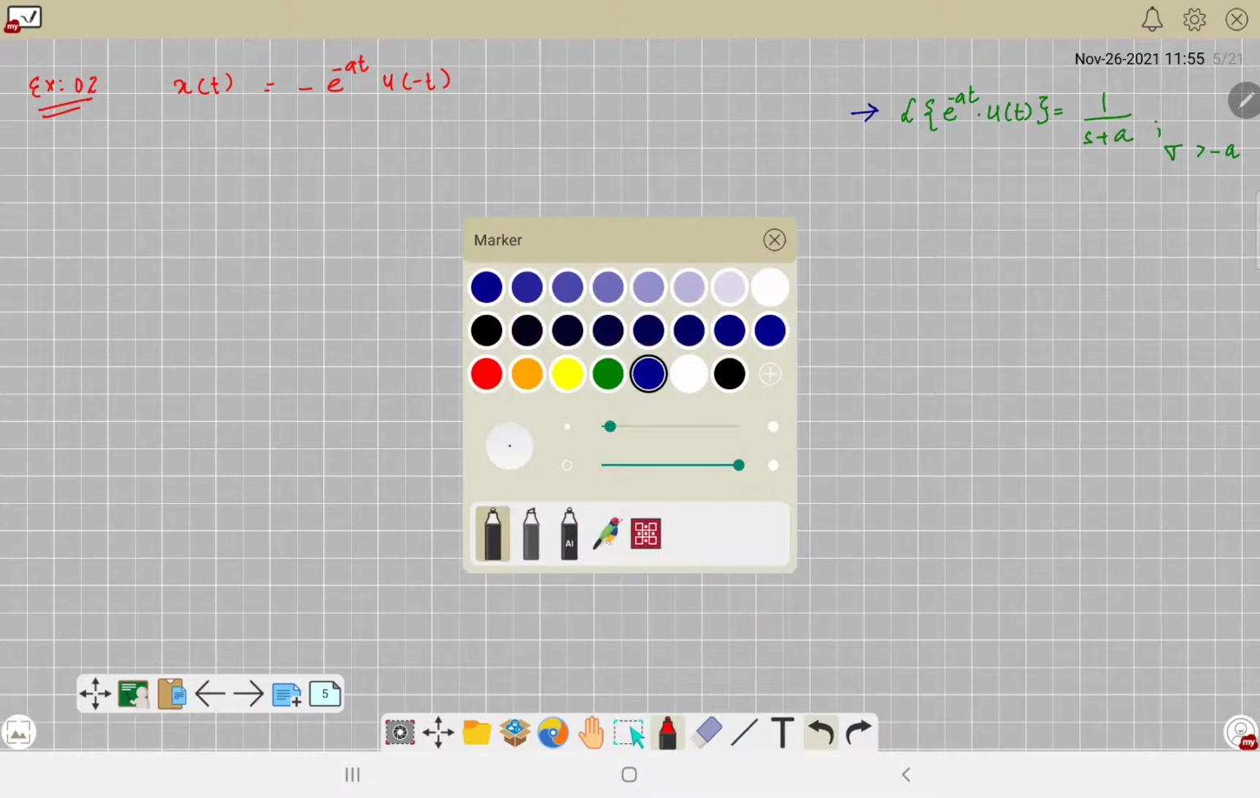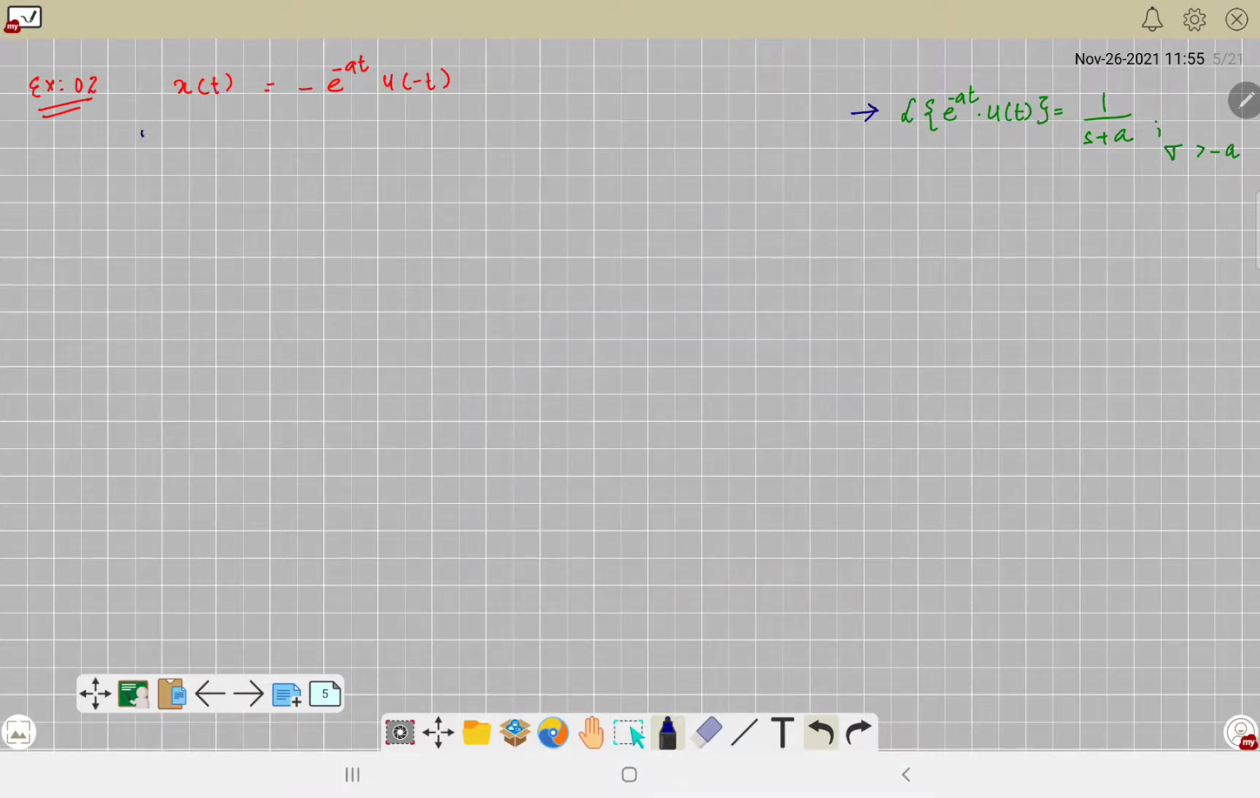Now if I try to find out the Laplace transform of this, we'll define x of s as minus integral from minus infinity to infinity e raised power minus at u of minus t, then its own factor of e raised power minus st dt. Now since u of minus t is there, it means our limit is between minus infinity to 0. Then I can combine the two exponentials like this.